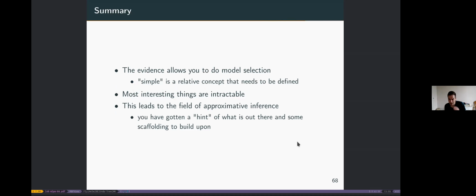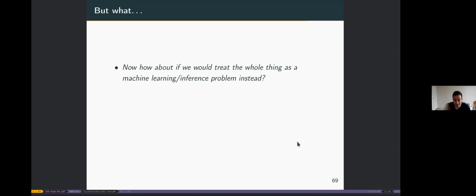Talking about the evidence, it allows you to do model selection, but you have to think about the concept of simplicity. I put a worksheet up on the evidence that hopefully highlights a few more of these things. Most interesting things are intractable, and this leads you to the field of approximate inference. The aim of today's lecture was to give you a hint of how you can think of this, and basically the big schools of thought. But there is also an additional thing.